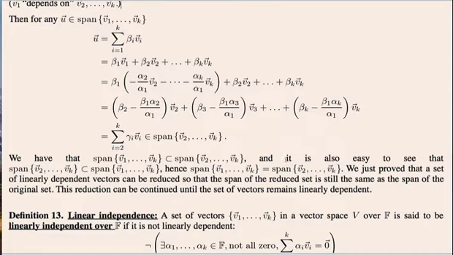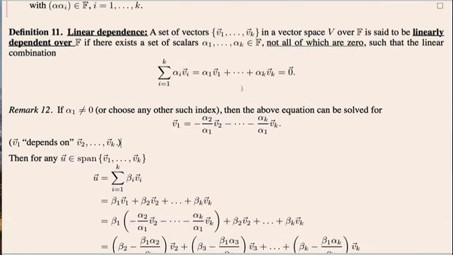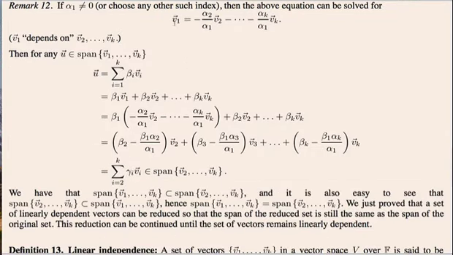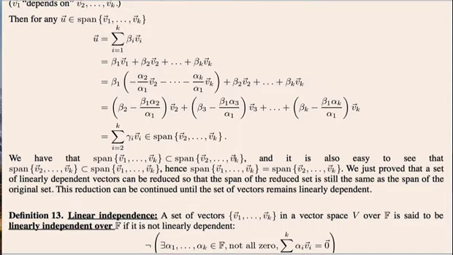So what we proved now is that the set of linearly dependent vectors can be reduced so that the span of the reduced set is still the same as the span of the original set. That's what we did. We started with a linearly dependent set, and then we reduced it by throwing away v1, or basically expressing v1 in terms of v2 through vk. And we got that the span is the same. Then we can continue this process, so the span will stay the same if this new set is still linearly dependent.